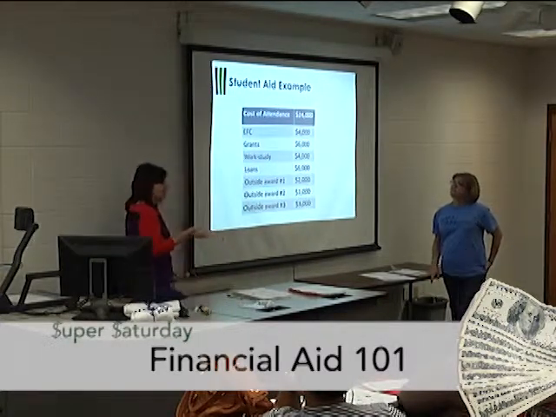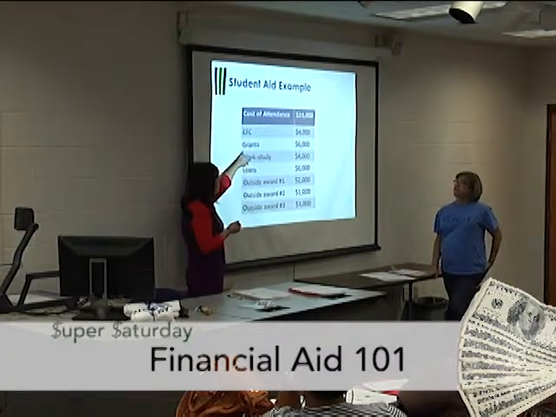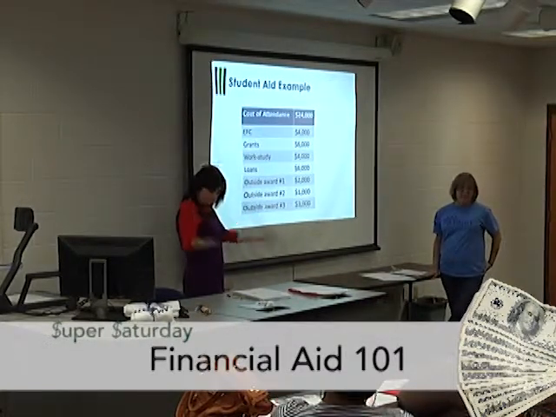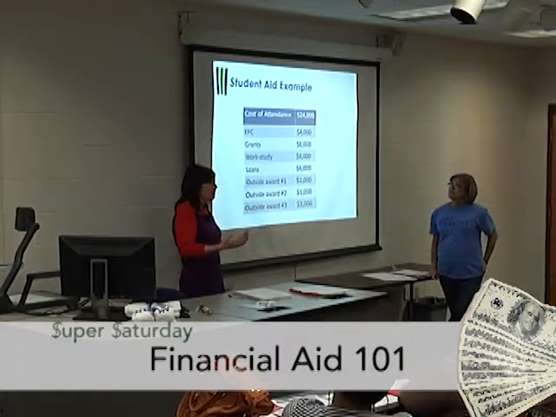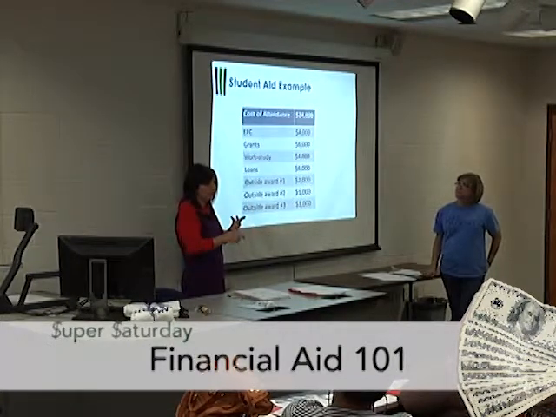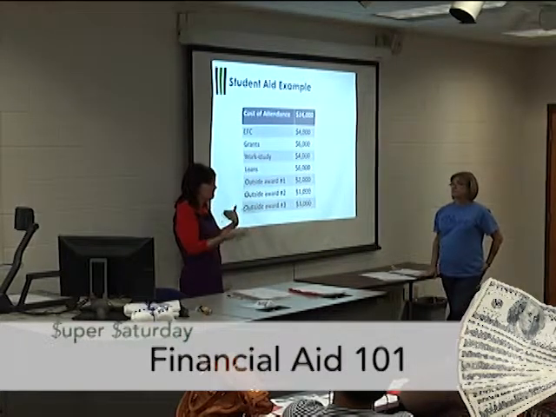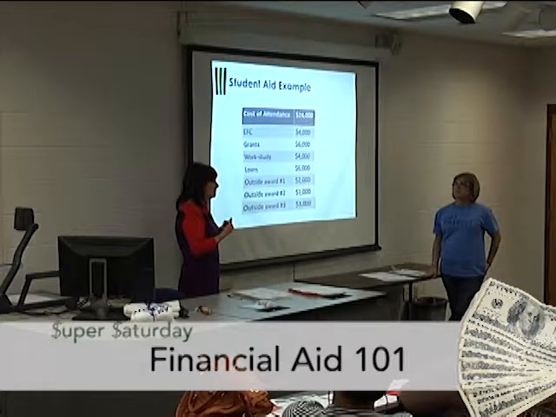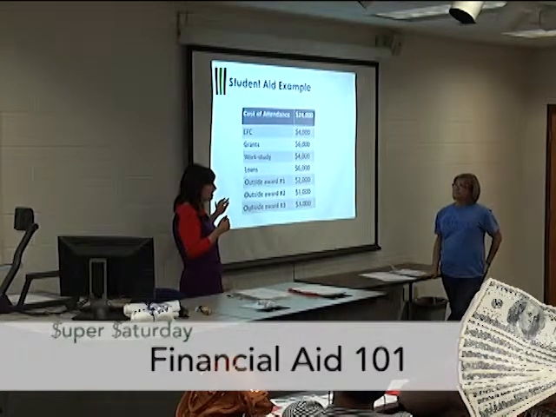That leaves $20,000 that the school is going to try and make up for you. So we have $6,000 in grants. That's good because that's money you don't have to pay back. Work study is your work. It's working a job on campus that earns you money for school, that goes in your pocket, or maybe goes to replace your room and board. Your loans, $6,000, probably a combination of subsidized and unsubsidized loans.